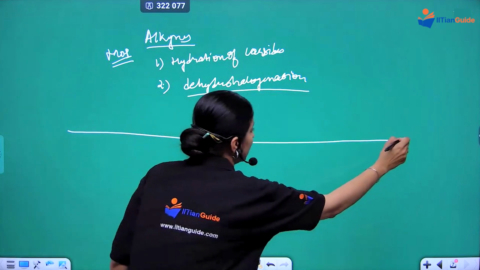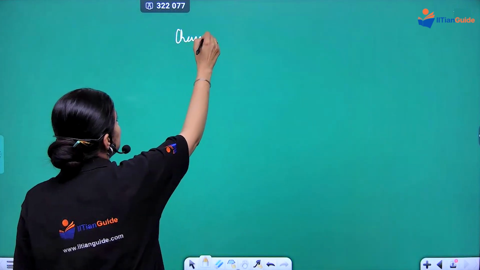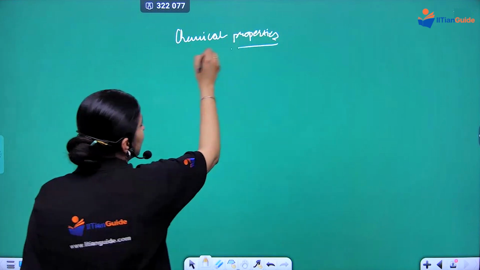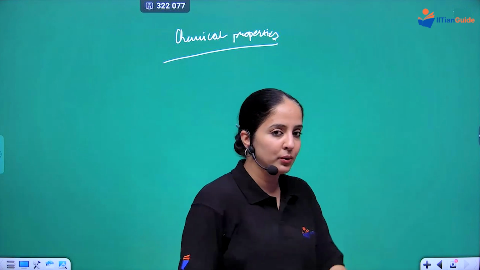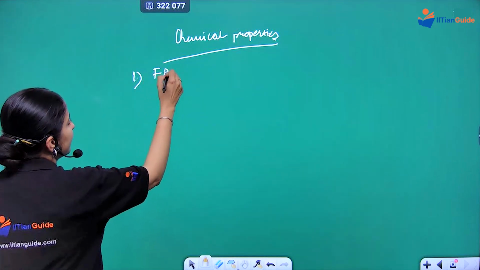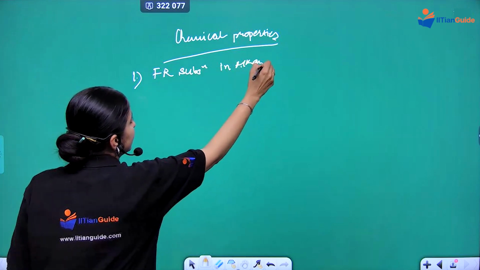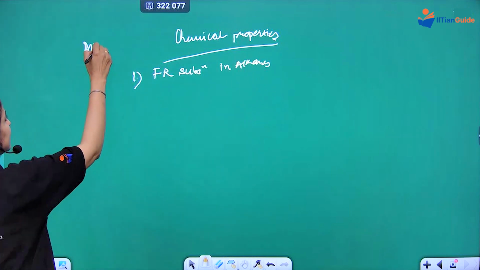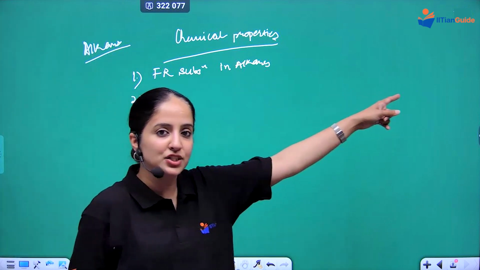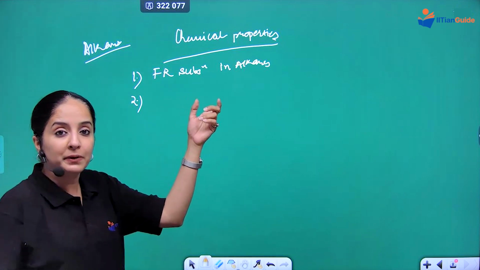Let us go to the chemical properties. The chemical properties, ma'am, we get very confused here. No need to get confused, beta. No need to get confused. So first is free radical substitution in alkanes. All right, free radical substitution in alkanes. This is the first type of reaction you have. Correct, beta? Then what else is the chemical properties, right?